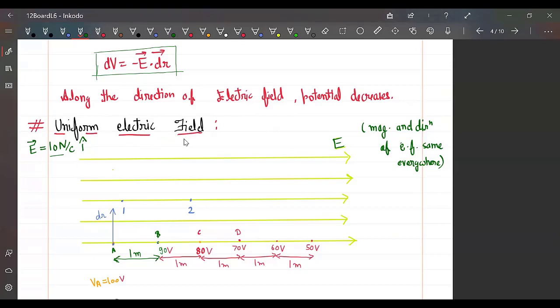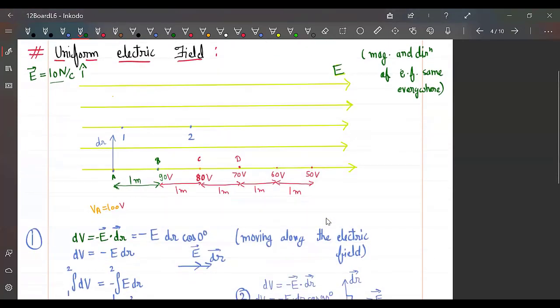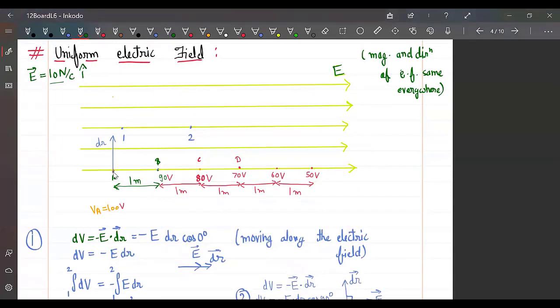A uniform electric field is a field for which the magnitude and direction of the electric field remain the same everywhere. That means I can draw the electric field lines parallel to each other. So suppose I have points like this, A, B, C, D, E and F.